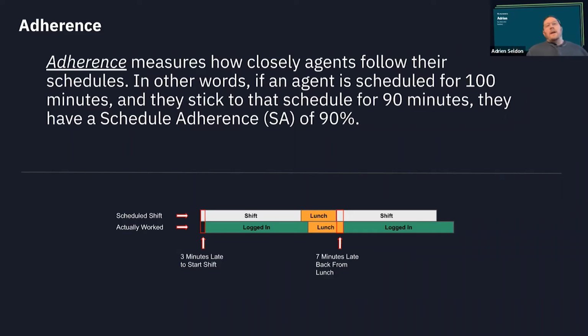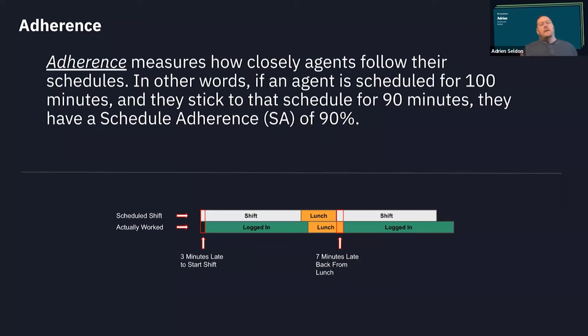So let's take a look at adherence, the thing that has brought us all here today. It's pretty simple overall. It just measures how closely your agents follow their schedules. In a very simple example here, if your agent is scheduled for 100 minutes and they stick to that schedule for 90 minutes, then they have an adherence of 90% for the day.